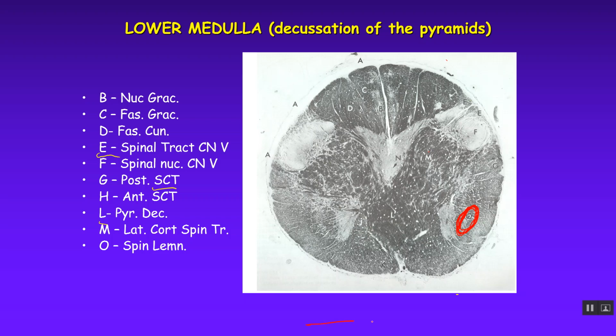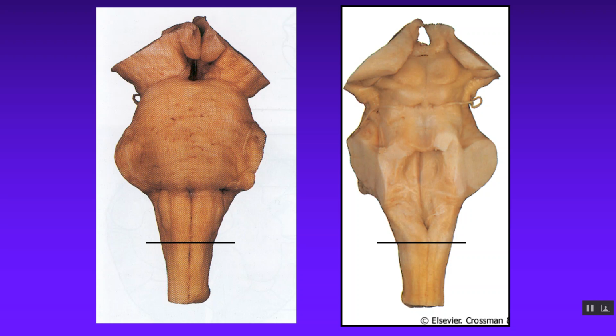Remember, all that information crossed over in the spinal cord before it came up, right? In the anterior white commissure, it might have gone up and down a few levels before it crossed over, but then crossed over. So this is coming from the opposite side of the body. Lower medulla, piece of cake.